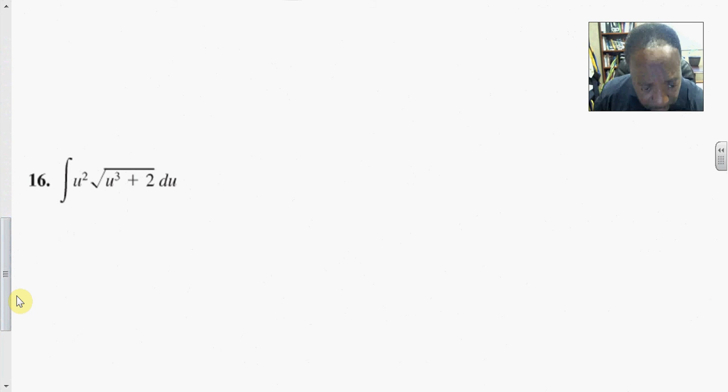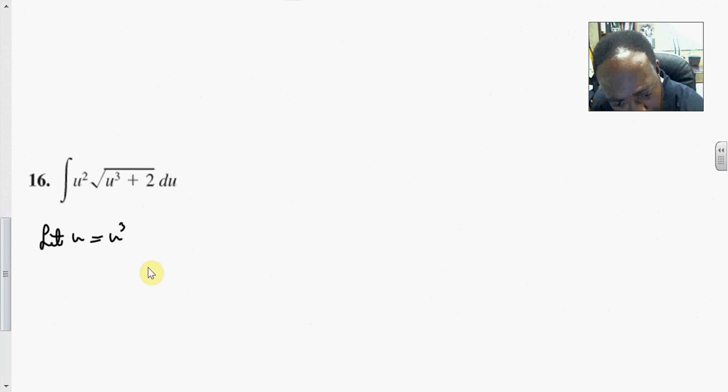Okay, so it's more of the same. Let u equal to what? U squared? No. U cubed plus 2. Everything in the integral must be represented by some type of substitution, right? So if u is u cubed, oh, sorry, we can't use u for u. Stupid problem, right?